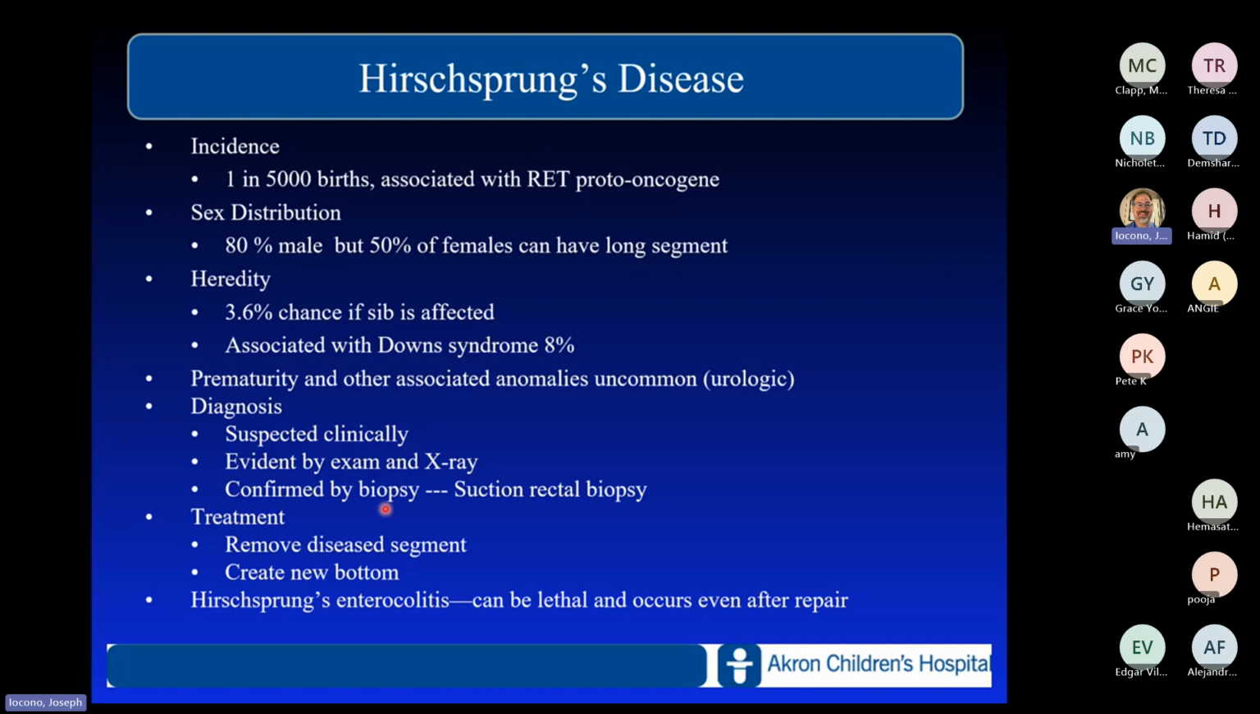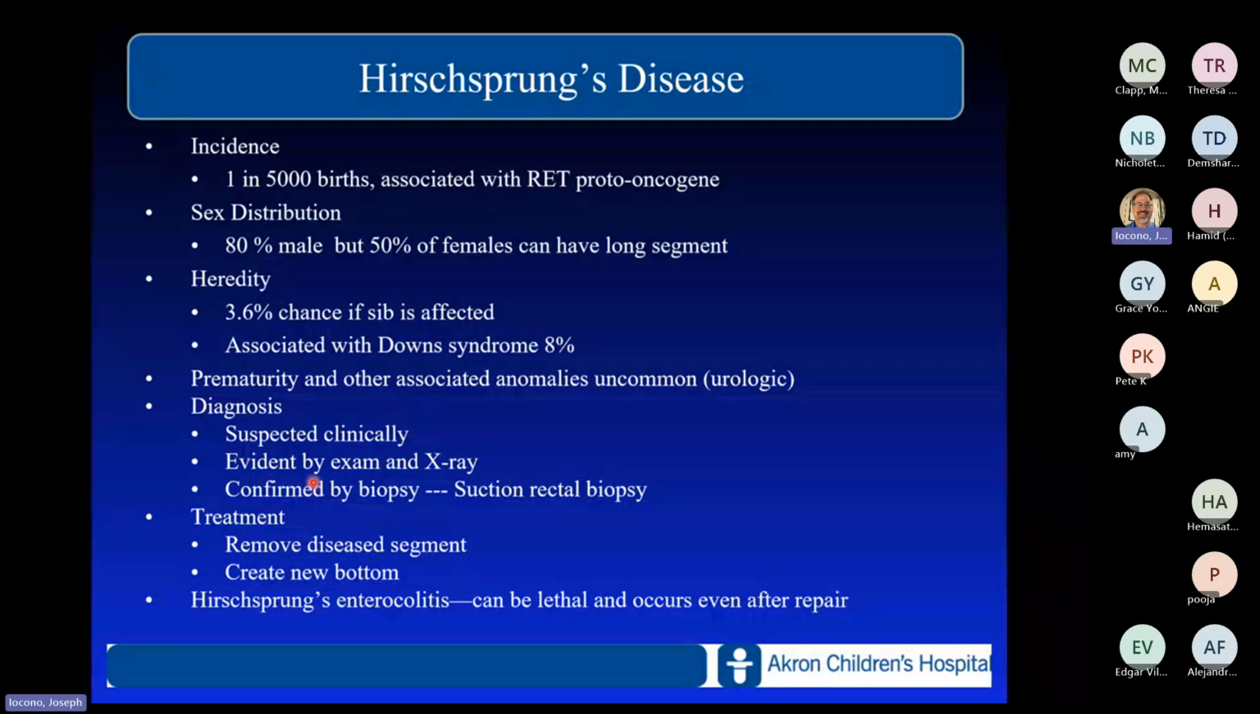For the workup, you have to get a lower GI to look at a transition zone. We now get the lower GIs earlier and earlier, so it's harder to see the transition zone because it hasn't developed yet, but you have to confirm it with biopsy. The biopsy is a negative study. You do a suction rectal biopsy, which is a small little piece of the mucosa and the submucosa, and you look for absence of the ganglion cells in the submucosa.